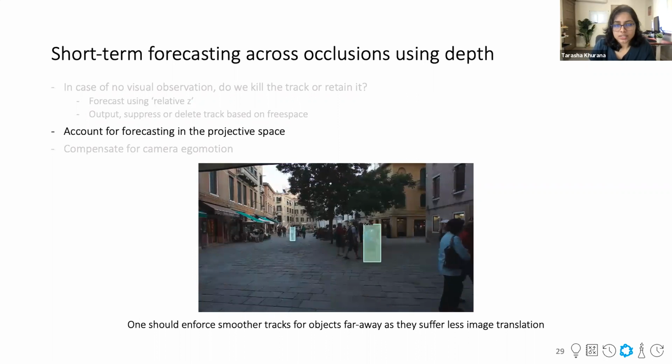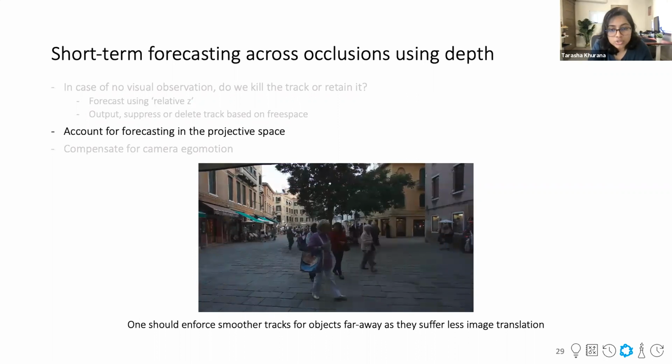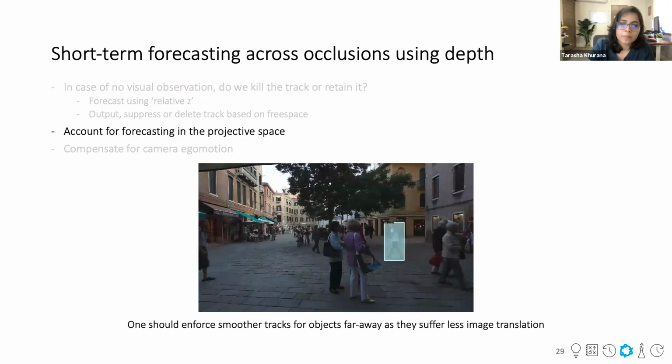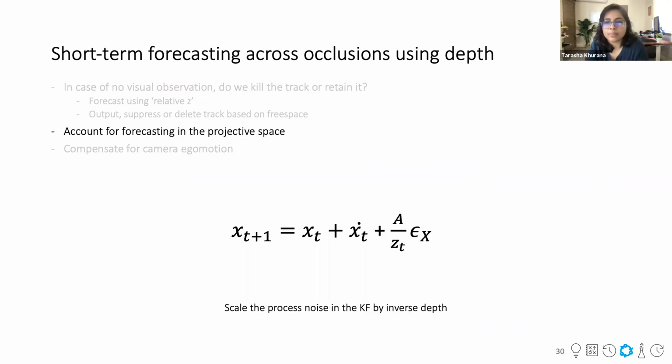So in a sense, our algorithm should enforce smoother tracks for objects far away. And how we implement this in our algorithm is by scaling the process noise in the Kalman filter by inverse depth. So basically, objects far away have less noise in their forecasts, and objects close by will have greater. And we arrive at this result with a simple derivation based on projective geometry. For all the other details related to this result, I would refer you to the main paper.